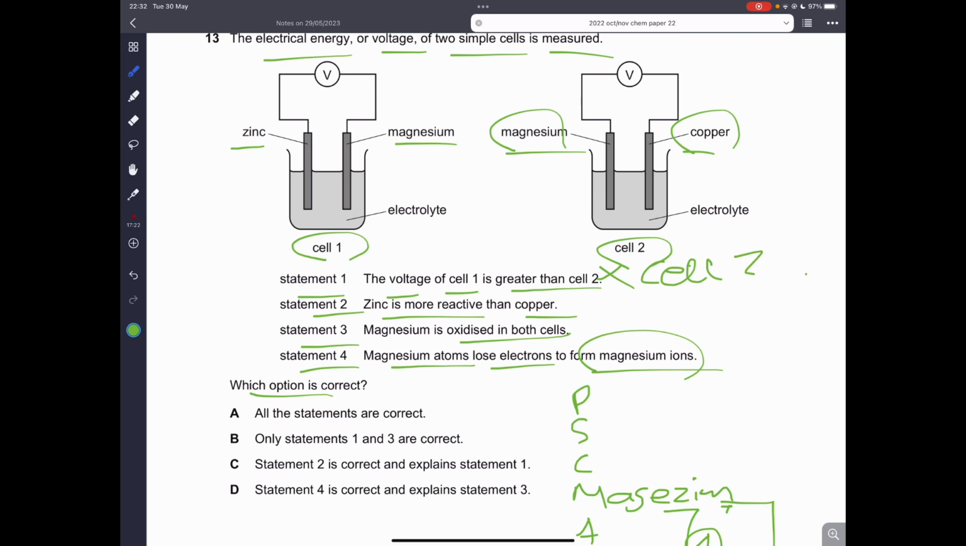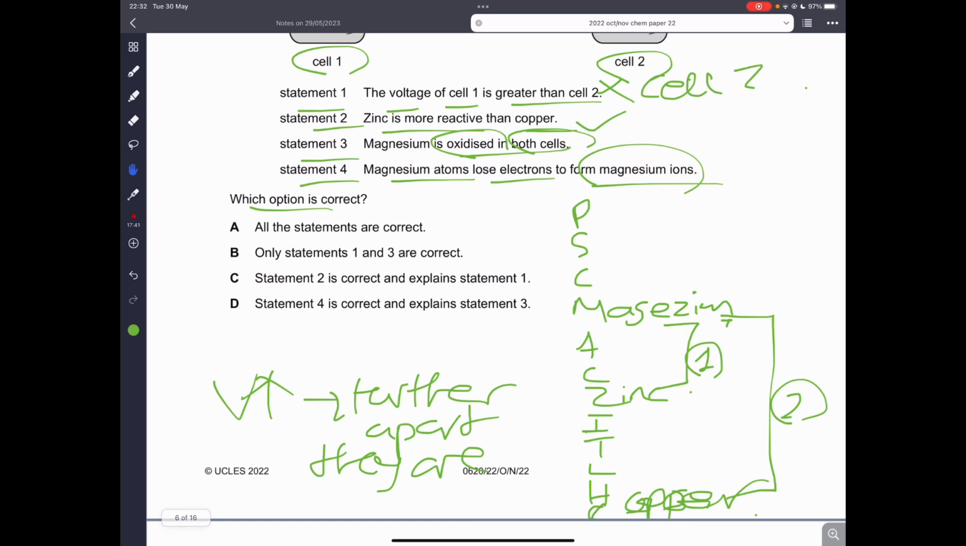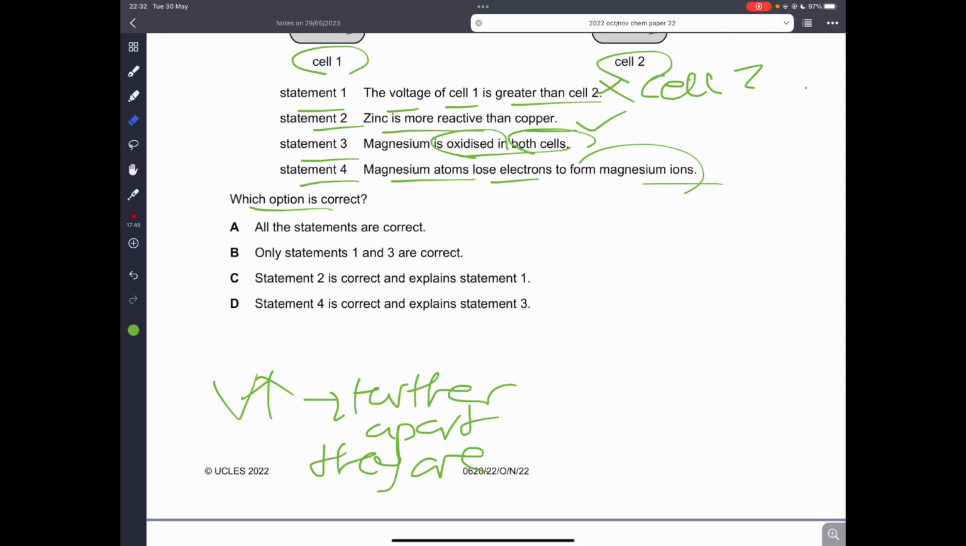Zinc is more reactive than copper. This is correct. Statement 2 is correct. Now magnesium ions, zinc is more reactive than copper. It is correct. Now magnesium is oxidized in both cells. This is absolutely correct because magnesium is more reactive than zinc.